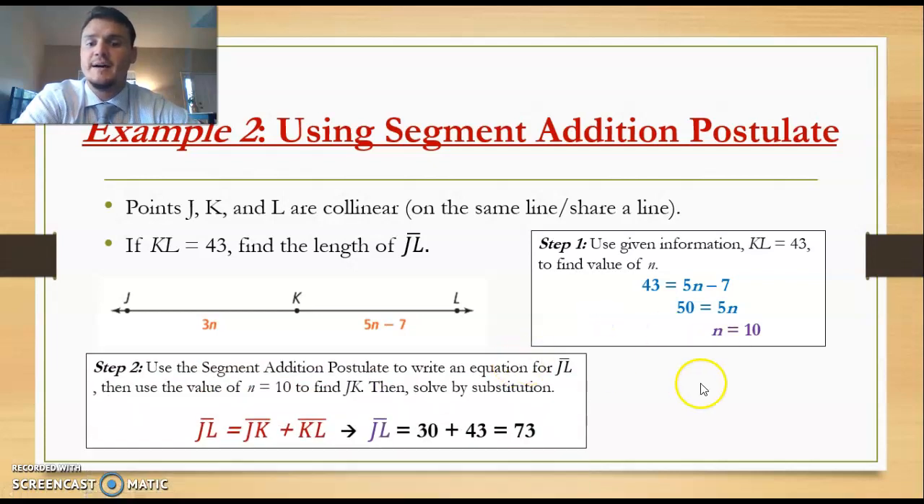Now we can take the value of n and plug it in wherever we see n to figure out the segment lengths of JK and JL. The segment addition postulate says that the distance JL is made up of JK plus KL. If n equals 10, then JK is 3 times 10, which is 30. We also know that KL is 43, and with n equal to 10, it's 5 times 10 is 50, minus 7 is 43. So JL, this whole segment, is going to be 30 plus 43, which is 73.